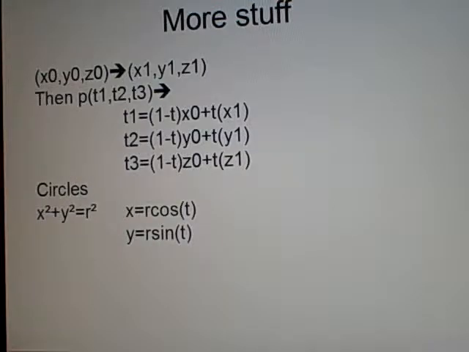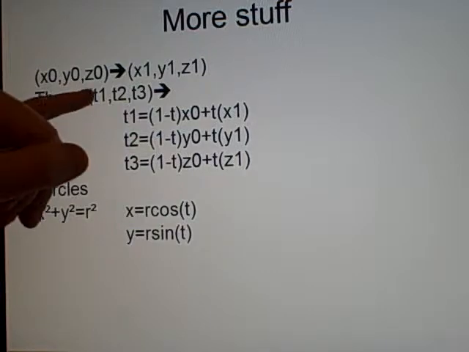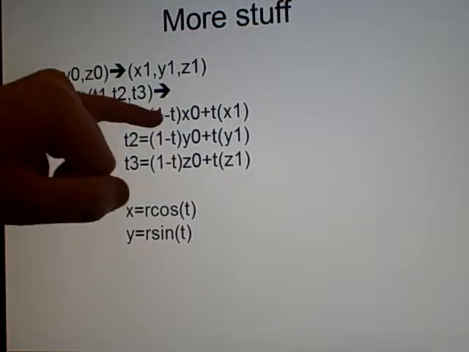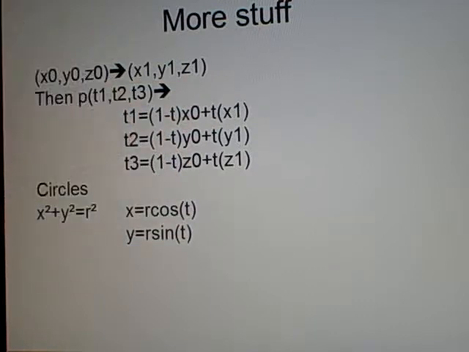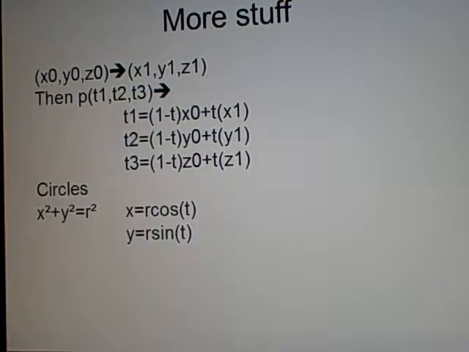Now if you're not given the parameterization of C, say you want to find the line integral between the points x0, y0, z0 and x1, y1, z1, then we just use this simple formula here. This is going to be a parameterization of t1, t2, t3, which will just be like x, y, z. t1 is 1 minus t times x0 plus t times x1, and it's the same for the y and z, as you can see, and this will give you a parameterization.